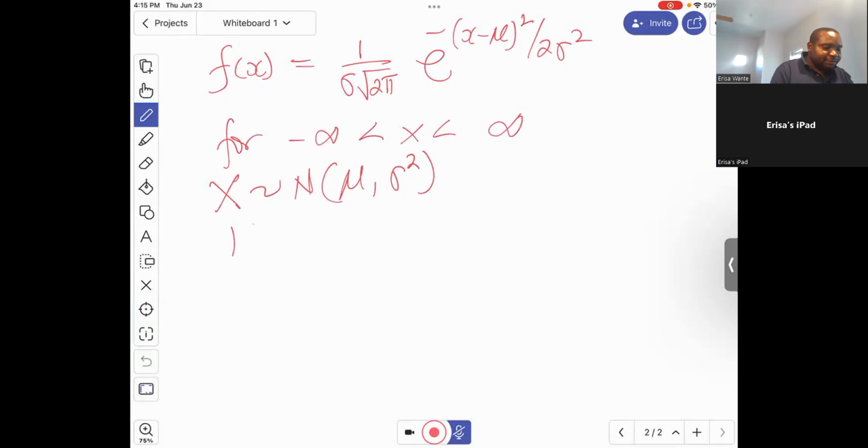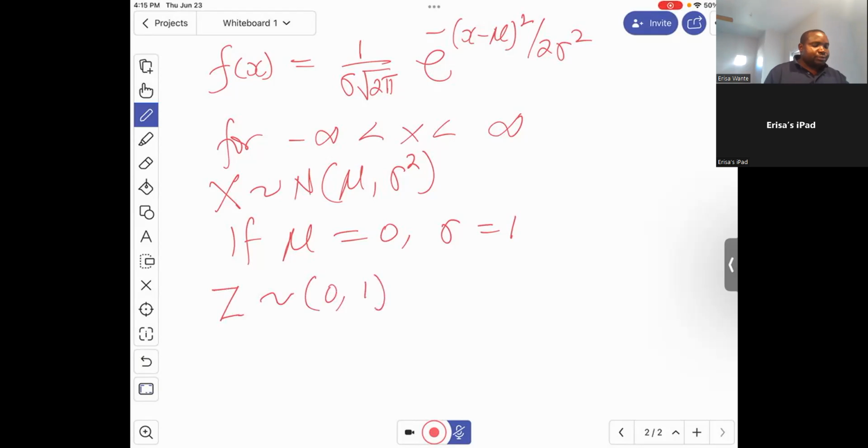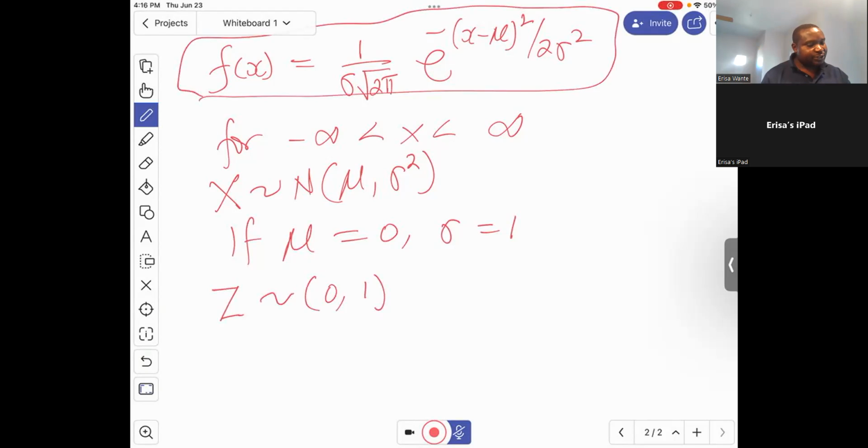We also say that if mu equals 0 and sigma is equal to 1, then we have a special normal which we give the letter z, and this follows a normal with mean 0 and variance 1. To find the probabilities, we use tables, but the reason why we use tables is this function right here is very hard to integrate. If you are going to do the integration, that function is going to be really hard for you.